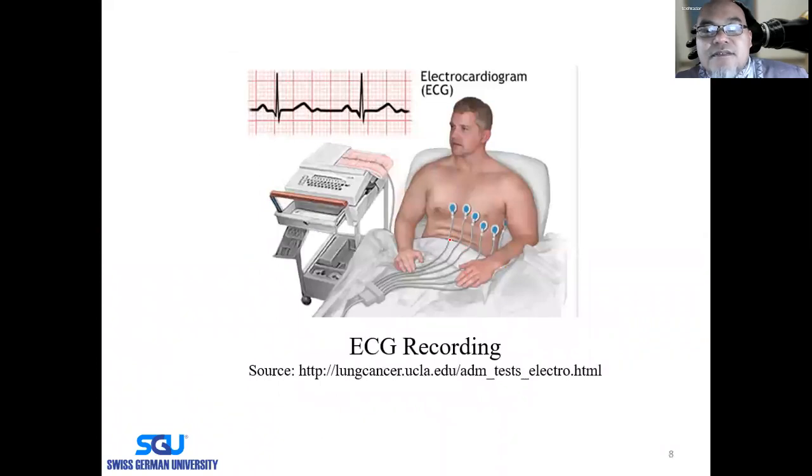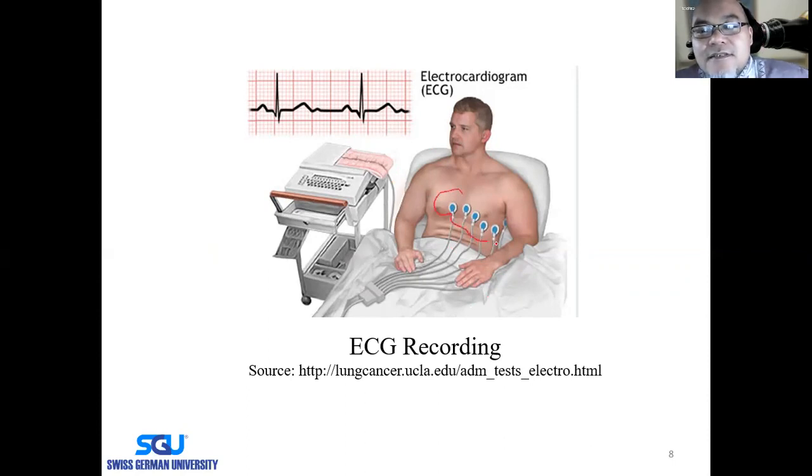Okay, so for example, this is an example of ECG recording. Here, can you mention where is the sensor? Anyone? The one stuck on the chest. Yes. Yes, this will be the sensor.